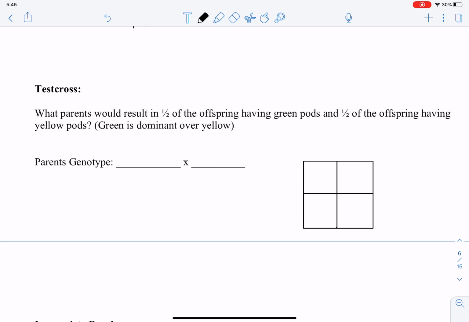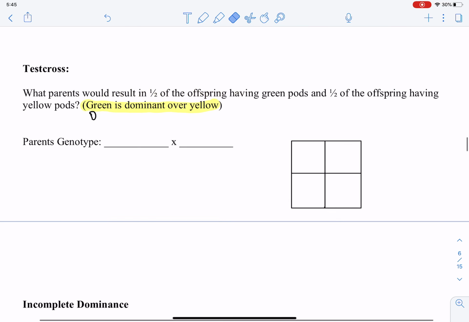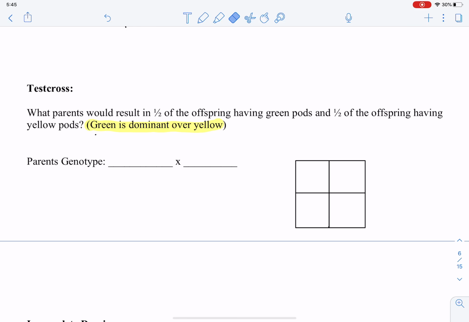Okay, so we're going to use this one as our example. In our test cross, it's asking what parents would result in half of the offspring having green pods and half of the offspring having yellow pods. And it's important to know green is dominant over yellow. Green being dominant doesn't give us an allele, so let's do G for green.